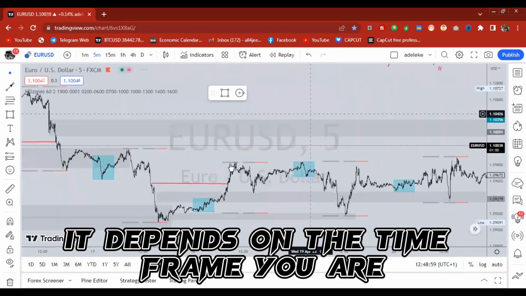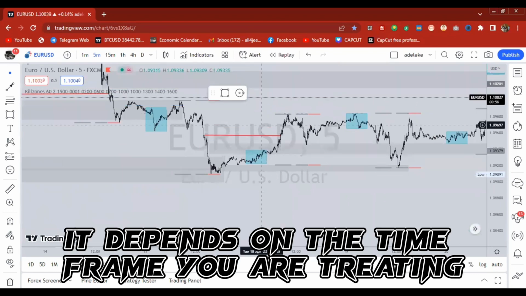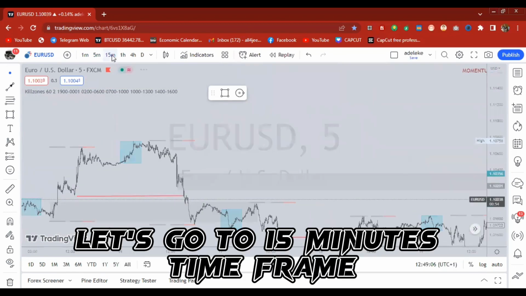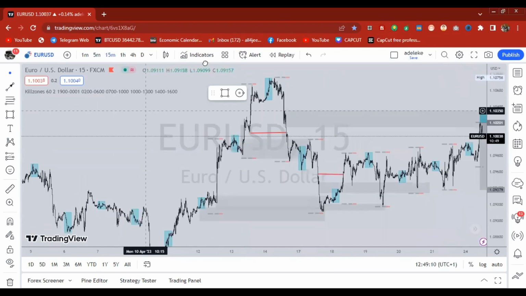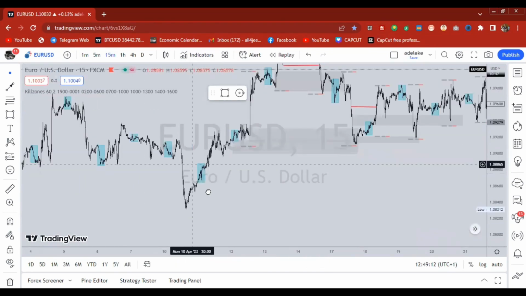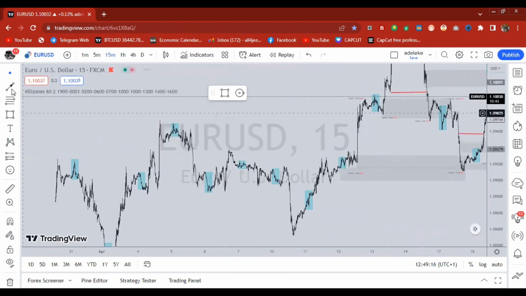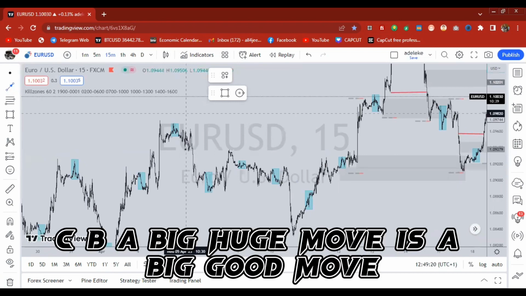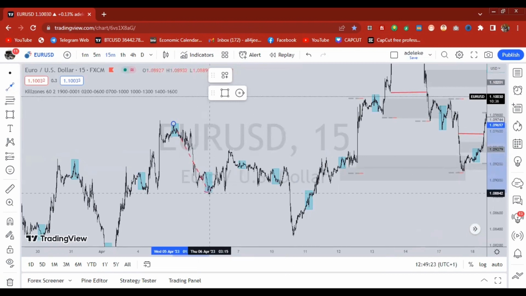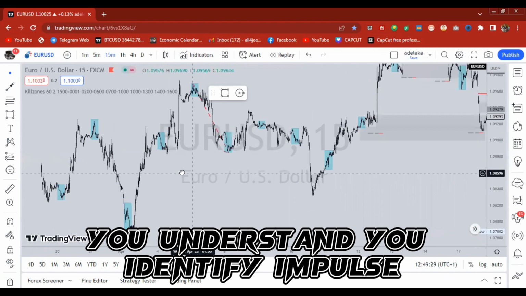It depends on the time frame you are trading. You understand? Depends on the time frame you are trading. Let's go to the 15 minutes time frame. Let's start from here. See, this is a huge move. It's a big huge move. You see that? Well, that's an impulse. You understand? You identify the impulse.